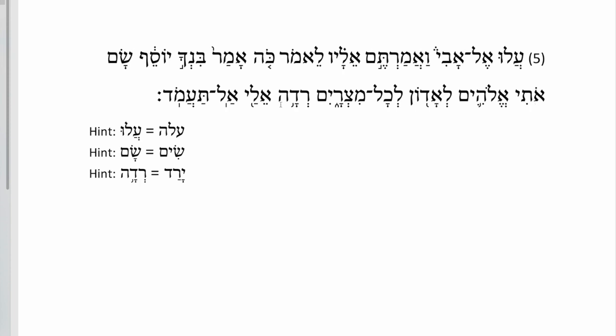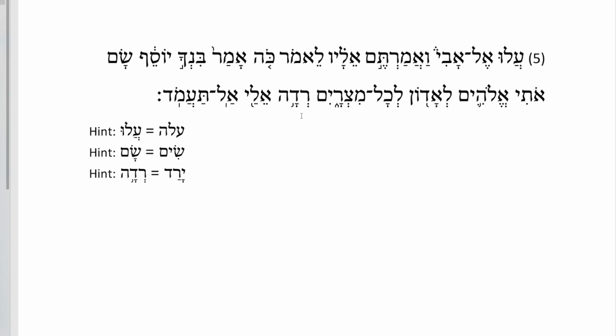God set me, so he set oti, me, and then the subject comes after that, God. God set me la'adon, as a lord, l'chol Mitzrayim, over all Egypt. And then we get more imperatives, rada. And I gave you that note down here, right?